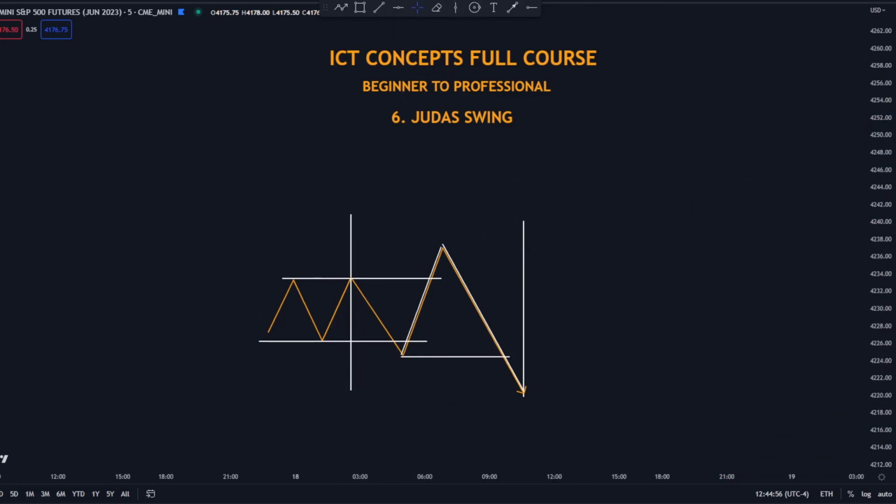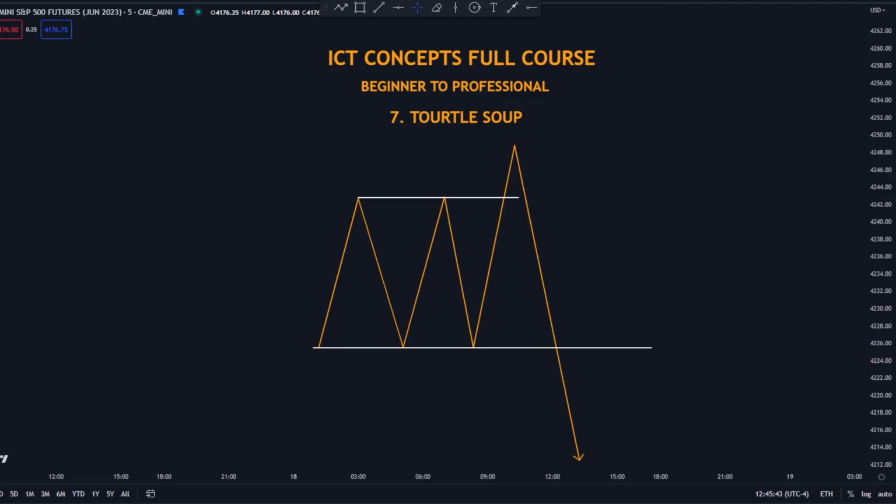Let's go to the next one. Turtle soup. How to trade with turtle soup? You want to look for relative equal highs or lows.